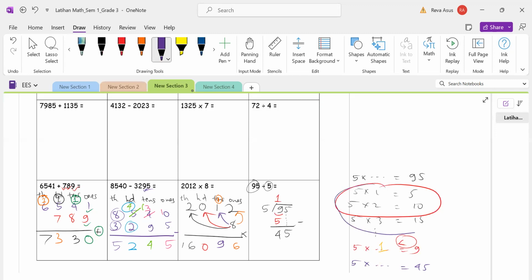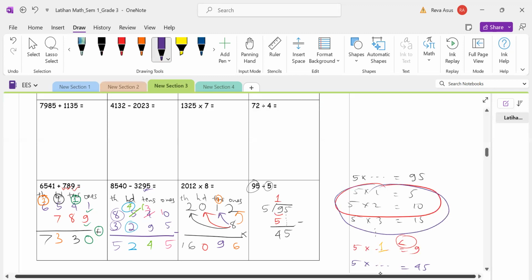After you write down the multiplication of 5, you will find out that 5 times 9 is 45. So let's write 5 times 9 is 45. And then we need to subtract it again, it is 0. So the 0 here is the remainder. The 19 here is the quotient. Quotient here means the result. So 95 divided by 5 is 19.